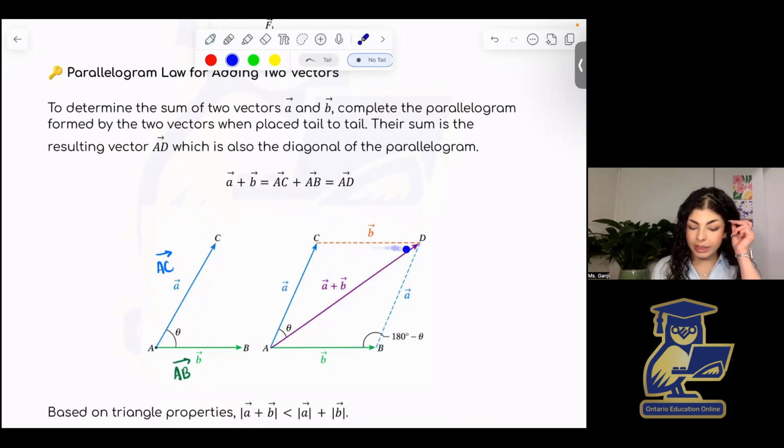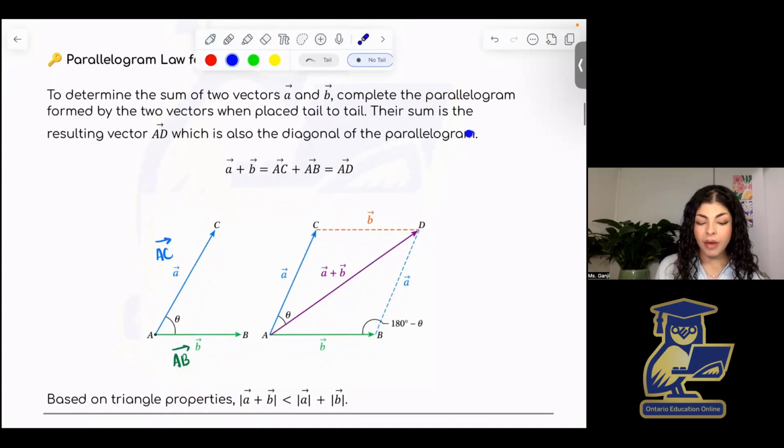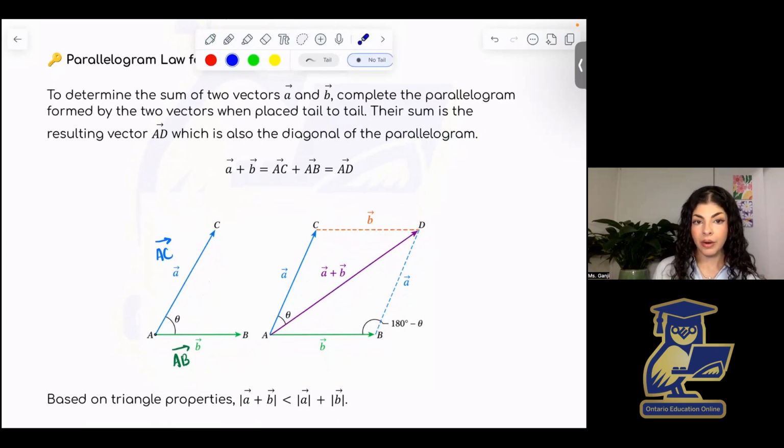So again, remember, this is going to be B, this is going to be A. So the two side lengths that are opposite each other are going to be the same. And the sum of these resulting vectors, and call it now AD, is the diagonal of the parallelogram. So vector A plus vector B, which is also vector AC plus vector AB, is equal to vector AD, and that's also the other notation for it.